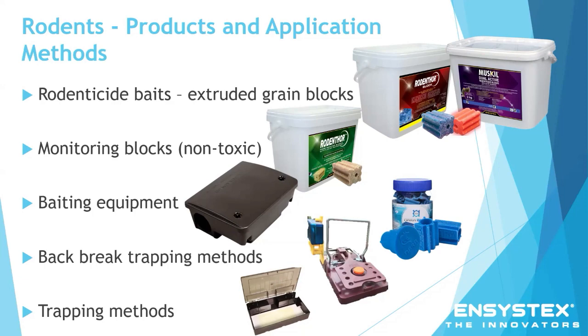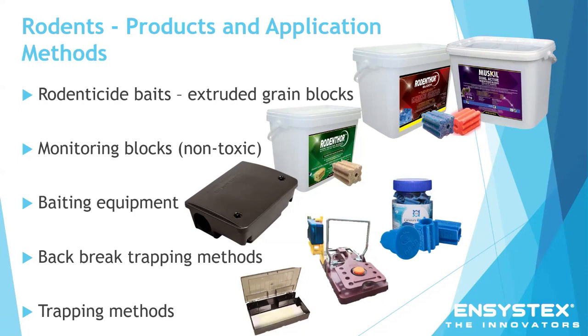Break-back trapping methods. I would much rather use this than a monitoring block. The reason is when you see there's a problem, there's usually a dead rat or mouse in that trap. Unfortunately, or fortunately, these need to be checked every single day, often twice a day. If you or your PCO is not on site constantly, you must train somebody on site, usually several people, because in some factories and workshops, people work different days of the week. So somebody needs to check these stations every single day or twice a day, and they need to report that.